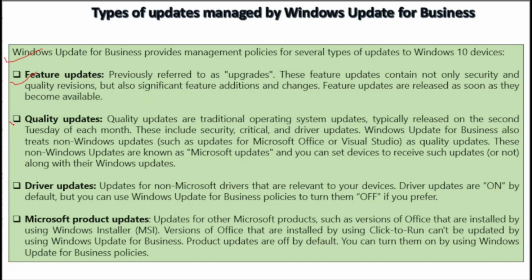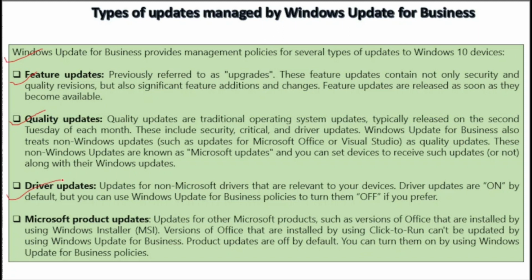The second type of update is the quality update. Quality updates are traditionally the operating system updates, typically released on the second Tuesday of every month. These include security, critical and driver updates. Windows Update for Business also treats non-Windows updates, such as updates for Microsoft Office and Visual Studio, as quality updates. These non-Windows updates are known as Microsoft updates, and you can set devices to receive such updates along with their Windows updates. The third type of update is driver updates.